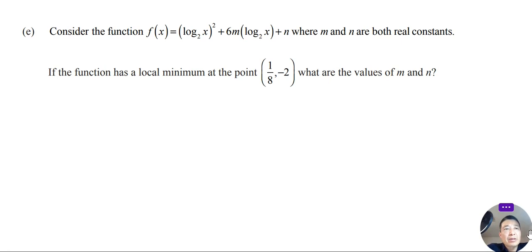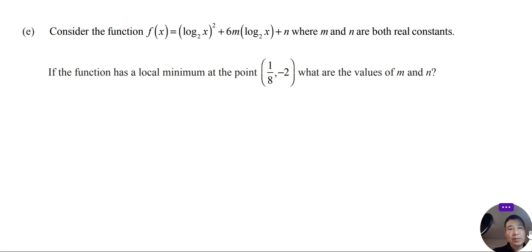Doing Scholarship Calculus, question 2E 2021. Consider the function f of x is this, where m and n are both real constants. If the function has a local minimum at the point (1/8, -2), what are the values of m and n? So we have to solve these simultaneous equations to find m and n, right?